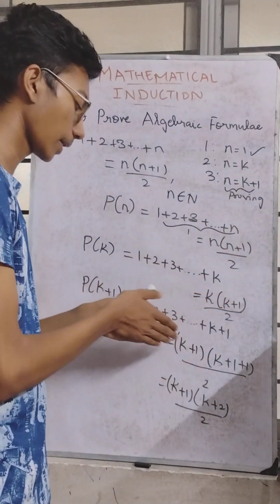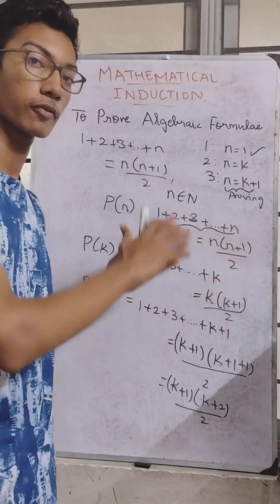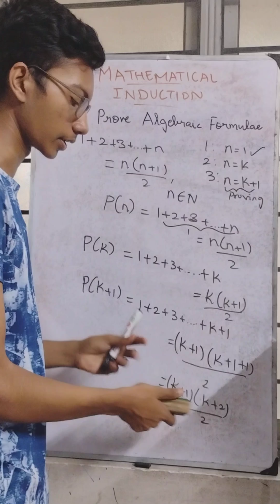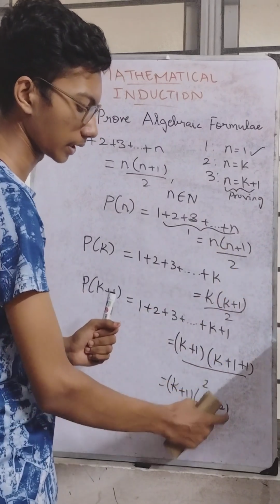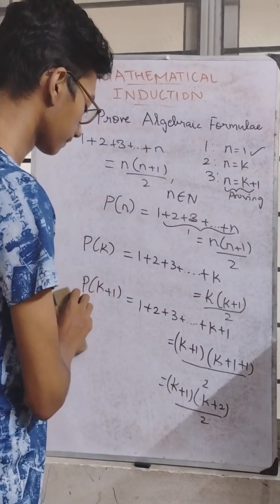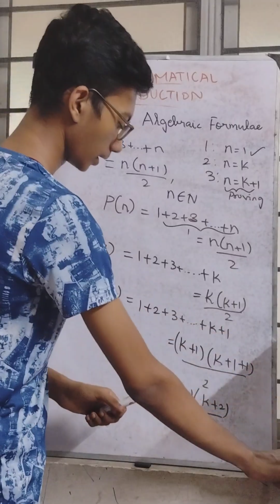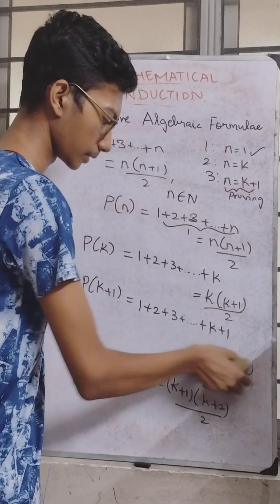If we get the same value from the left hand side, then we can say this expression holds for any natural numbers for n. So that's what we have to get. So the final answer for right hand side is k plus 1 times k plus 2 by 2. So if you see this equation, P of k plus 1 equal to 1 plus 2 plus up to k plus 1.